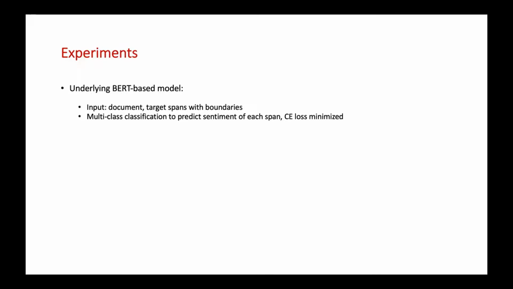So for our experiments, we use an underlying BERT-based model, although the sampling strategy is encoder agnostic. You could potentially use any model architecture with any underlying encoder. Our model takes as input the entire document and target spans with boundaries. The document is first encoded by BERT, and span boundaries are used to pool tokens to form a span representation. Using the span representation and document as context, we perform multi-class classification to predict sentiment of each span, and we minimize cross-entropy loss across the sentiment labels.